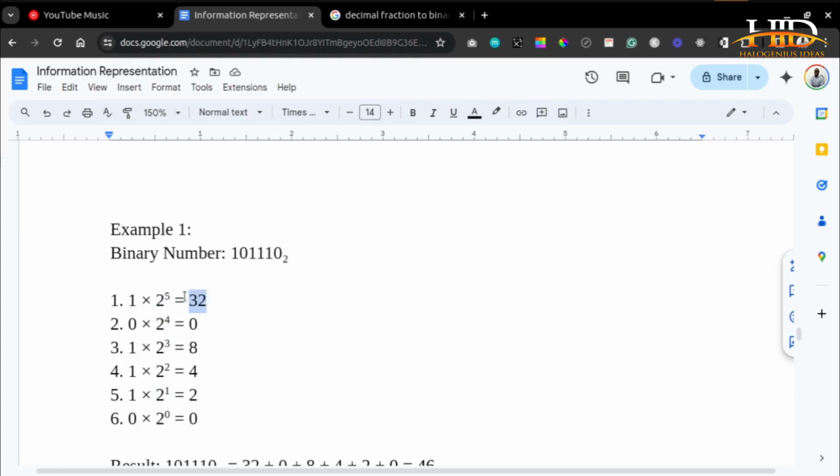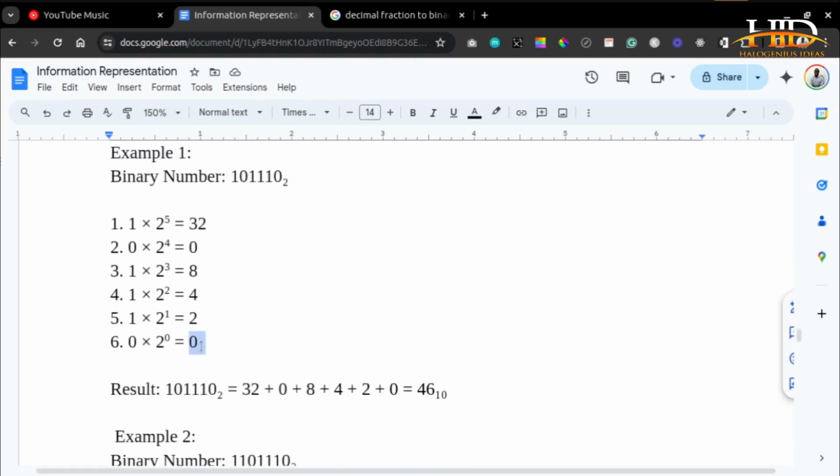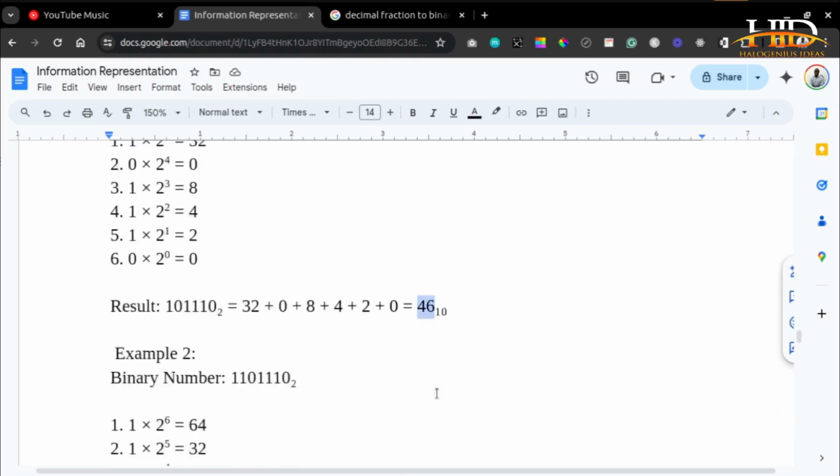For this first one, I'm having 32. This one, I'm having 0, 8, 4, 2, and 0. Then the next thing for you to do is just to add up all these ones. After adding them up, then you get your number in base 10. And that is it. It is pretty straightforward.